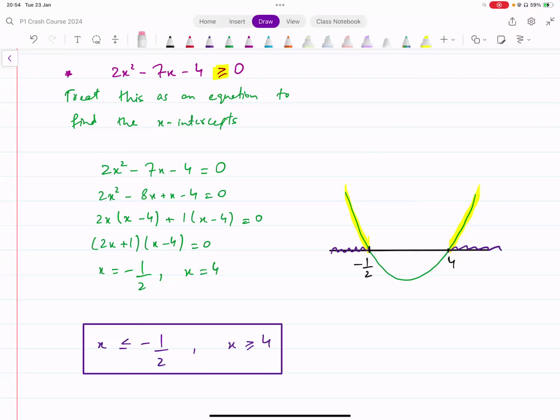Now, why are we using the equal to sign here? Because the inequality in the question statement has an equal to sign as well, so in our answers we are also going to include the equal to sign along with the inequality. So the first thing you do is treat it as an equation to find the x-intercepts, and then you use a graph to figure out which region or regions are going to be correct. Is that okay? Any question on this?